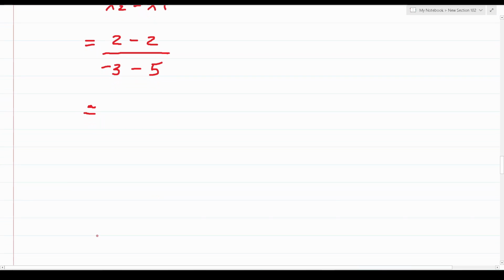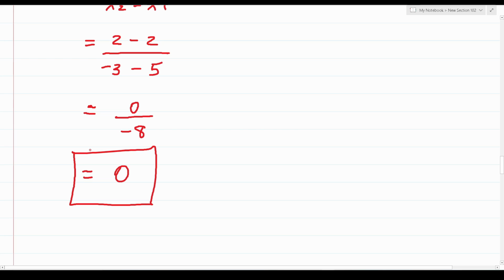Let's keep working this out. We have 2 minus 2, which is 0, and then negative 3 minus 5, which is negative 8. Again, 0 divided by anything is 0. So the slope of this line is 0, which means that it is a horizontal line. All right, so that's that one.